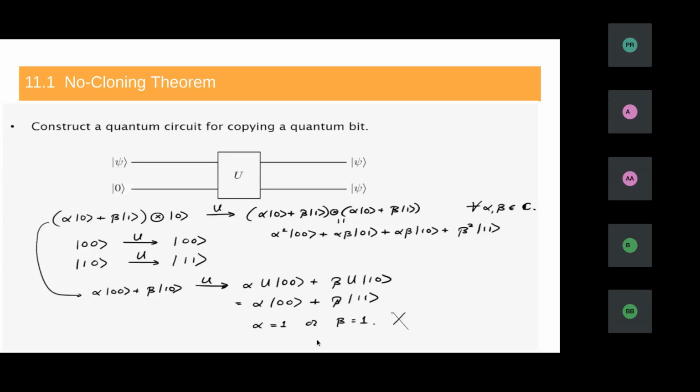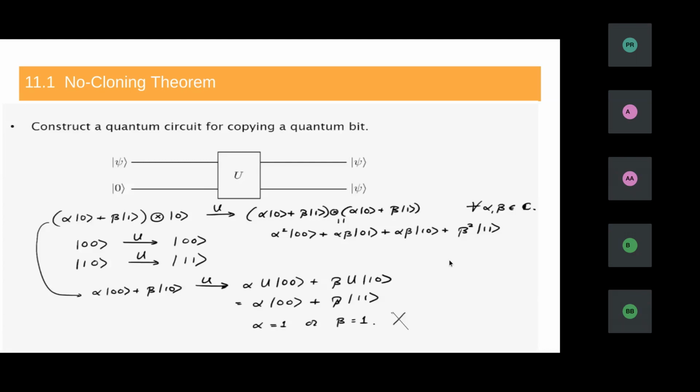or beta is 1. And in case alpha is 1 or beta is 1, that means the state has collapsed. If alpha is 1, you get alpha square, which is 1, times ket 0 0, and the rest all become 0. If beta is 1, then all the other terms will be 0 and we only get beta ket 1 1. So we are not getting what we want. What we want is psi, which is a combination of alpha ket 0 plus beta ket 1. We are not able to get that.